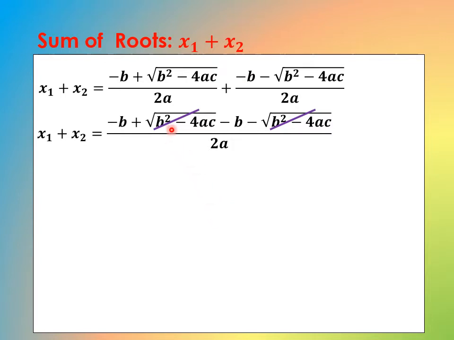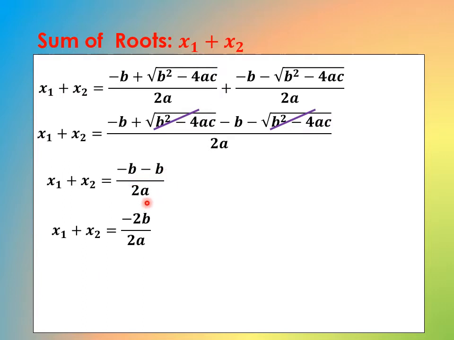So, we have square root of b squared minus 4ac minus square root of b squared minus 4ac. Yan ngayon ay magiging 0 na. Okay? So, ang matitira na lang sa atin ay negative b minus b over 2a. So, negative b minus b, that is equal to negative 2b over 2a. So, simplify. So, common nila is 2. So, 2 divided by 2, that is equal to 1. So, for the sum of roots, we have here negative b over a.